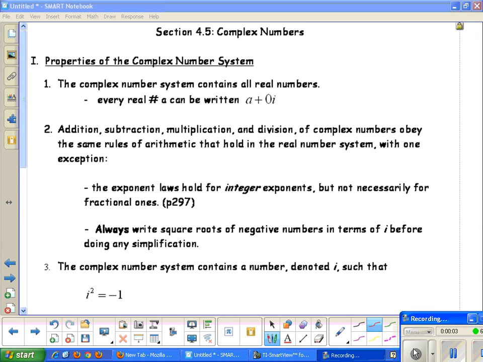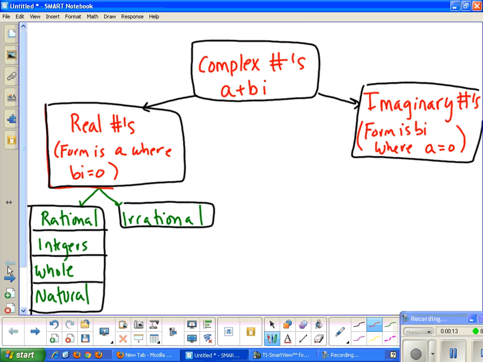Section 4.5, Complex Numbers. The properties of the complex number system. The complex number system contains all real numbers. Every real number can be written in the form of a plus 0i. So I'm going to make a little chart right here. We have learned before that in the chart, we have real numbers, and then it broke down into rational and irrational numbers, and then rational numbers broke down into integers, whole numbers, and then natural numbers.